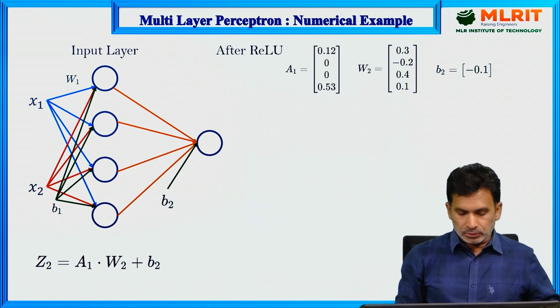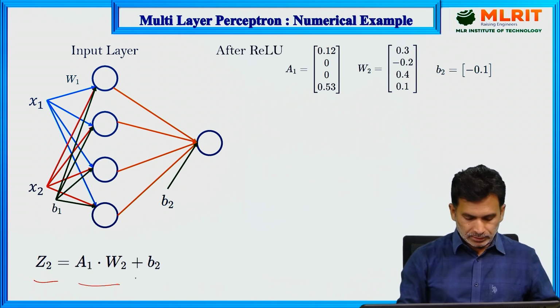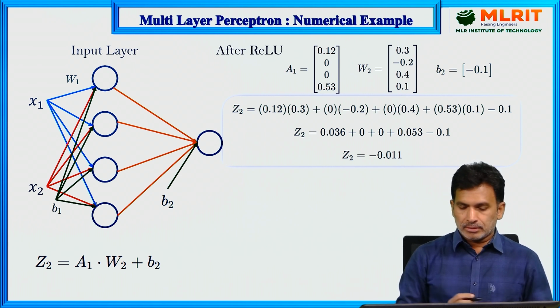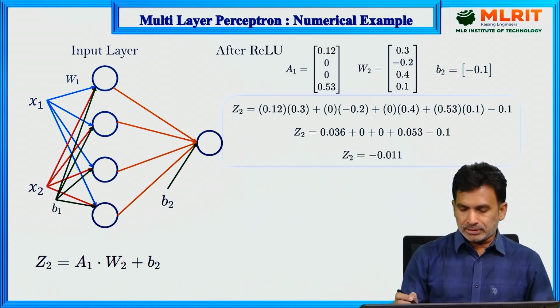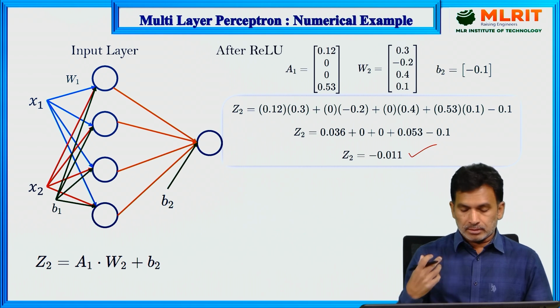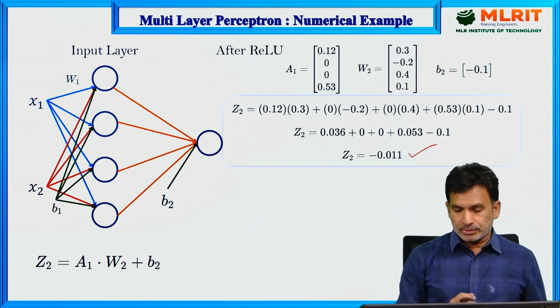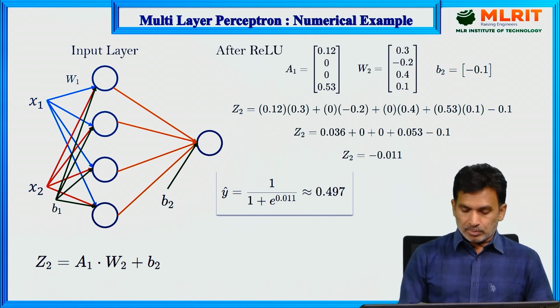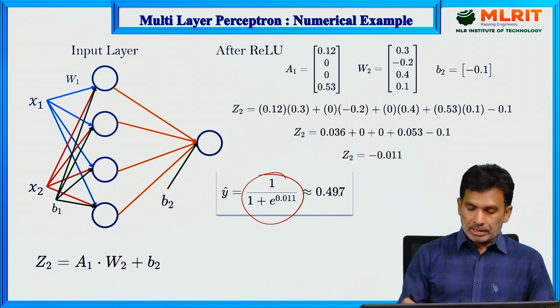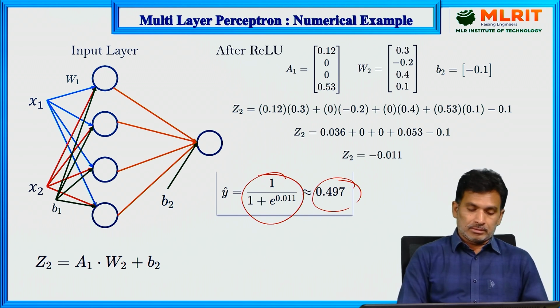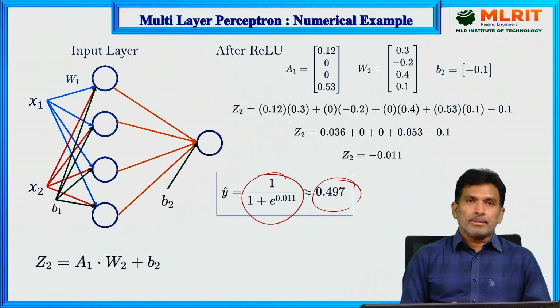Then we calculate Z2, that is the weighted sum plus the bias term. If you do the calculation and simplify all these equations, we get the final value, minus 0.011. The output layer activation function we used is the sigmoid. We supply this value to the sigmoid activation function, and it produces a value approximately equal to 0.497.